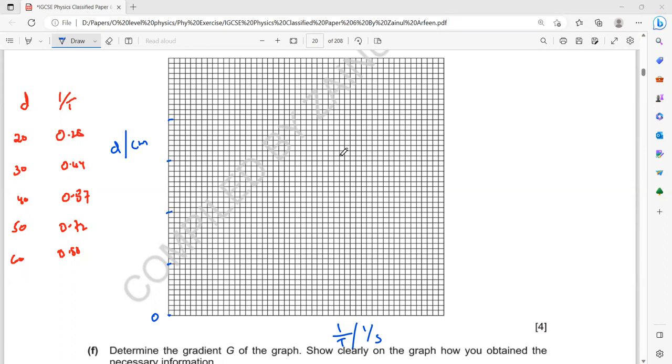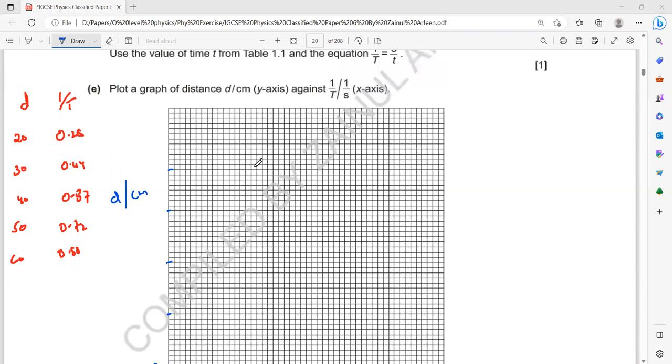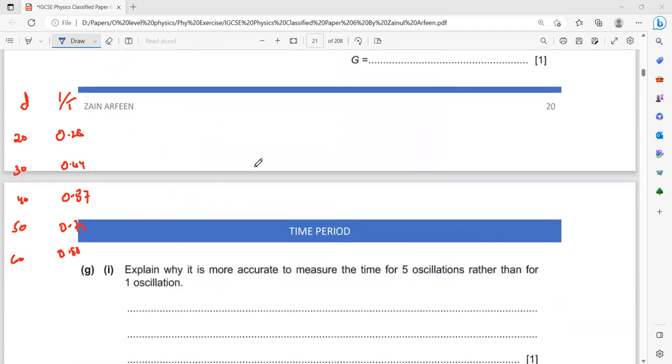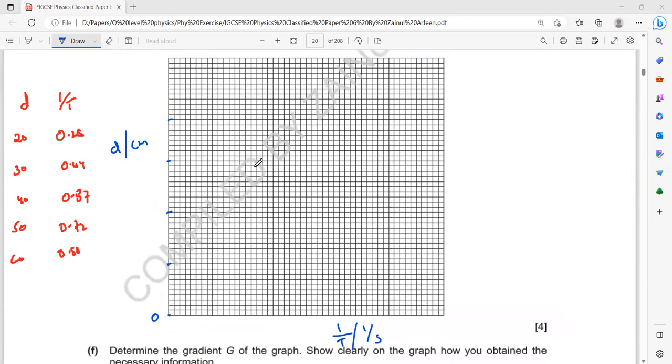In the question, as they did not mention whether you should start from origin or not include the origin, you can start with any number. I can start with even 20 as well, the minimum value. So I can say this is 20, this will be 30. I was just checking if I start with origin, whether it will affect or not. 40, 50 is there, and this will be 60.